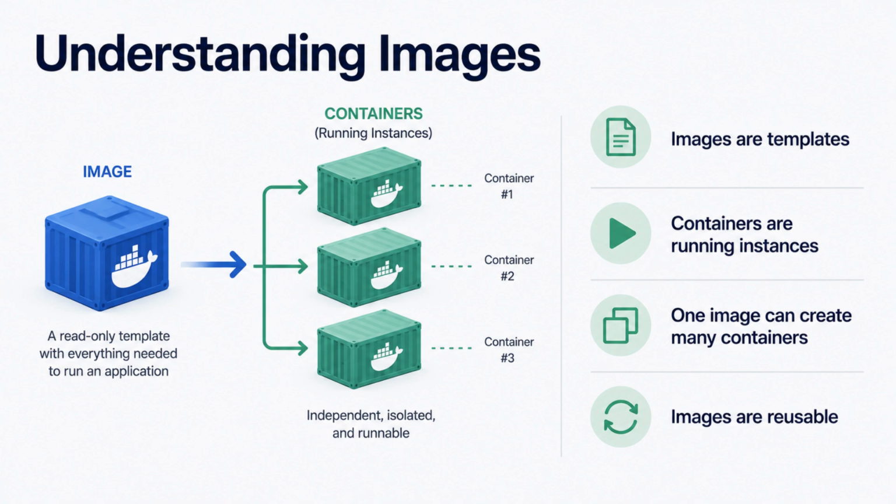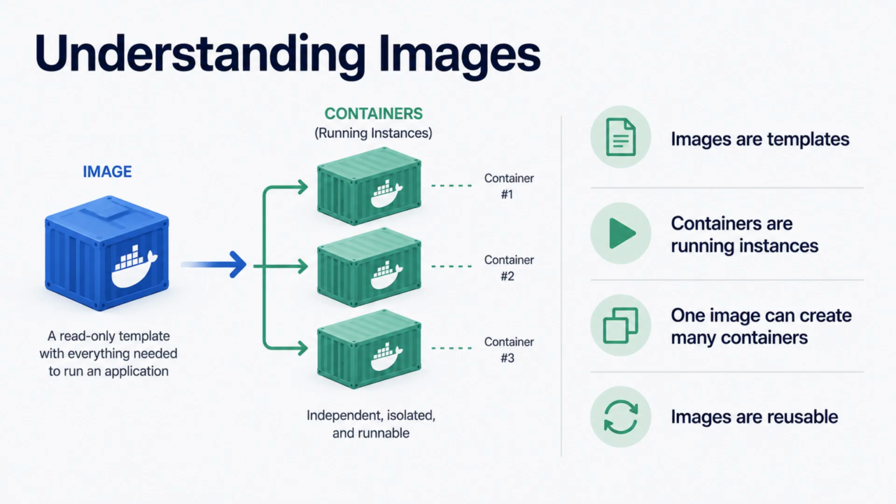An image is a template that Docker uses to create containers. Think of it like a blueprint for a house. The blueprint isn't the house itself, but it contains the instructions needed to build one. In the same way, an image isn't a running application, it's the template Docker uses to create a running container. One image can create many containers. For example, thousands of people can use the same Nginx image, but each person runs their own container.